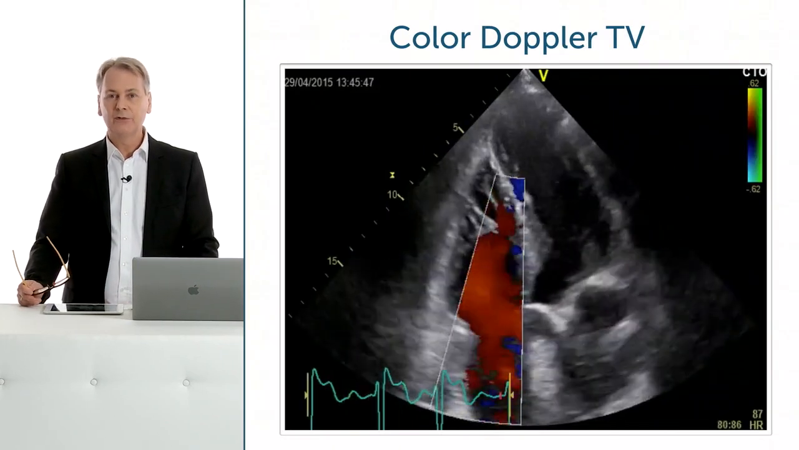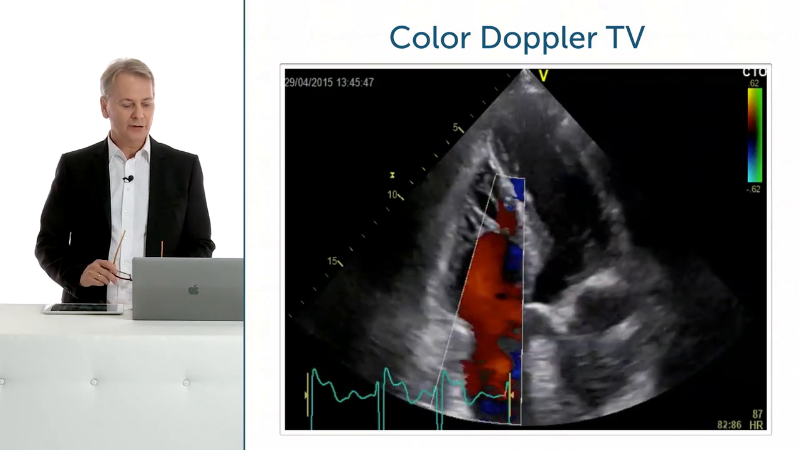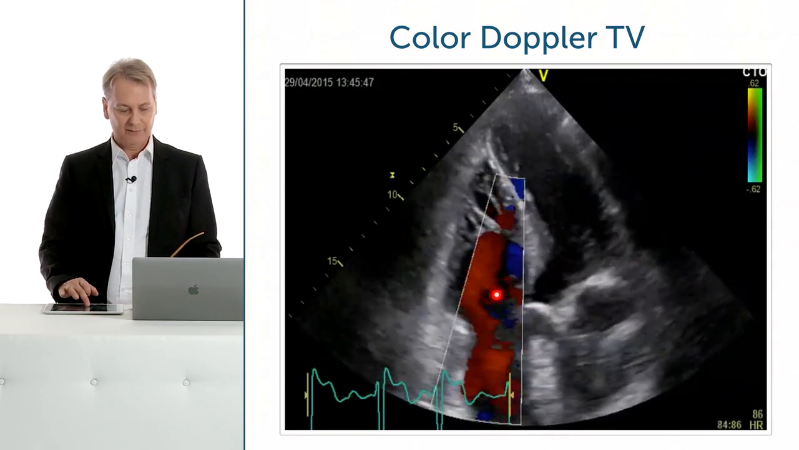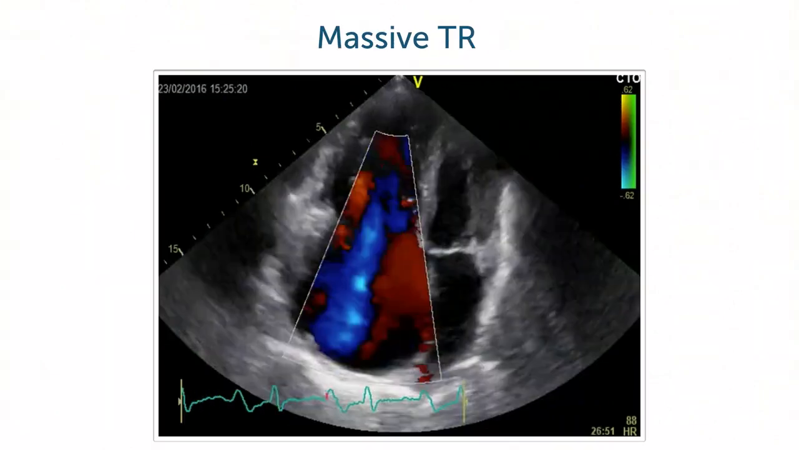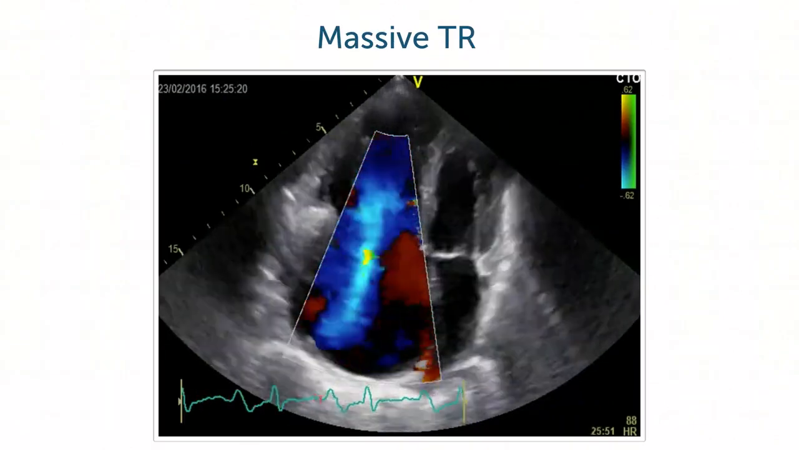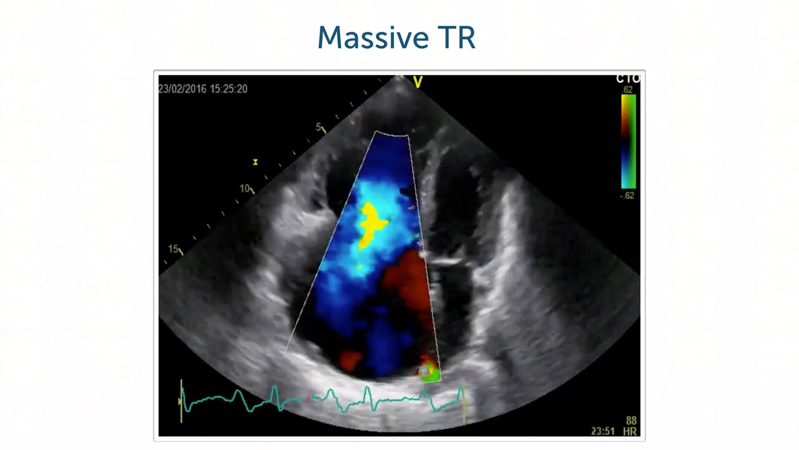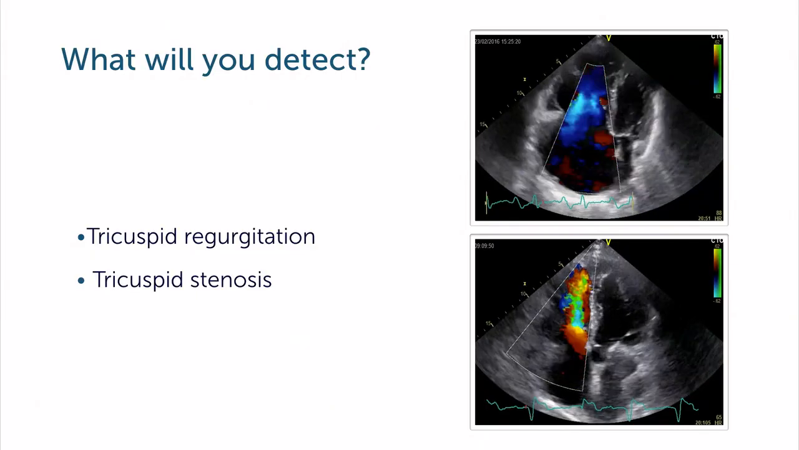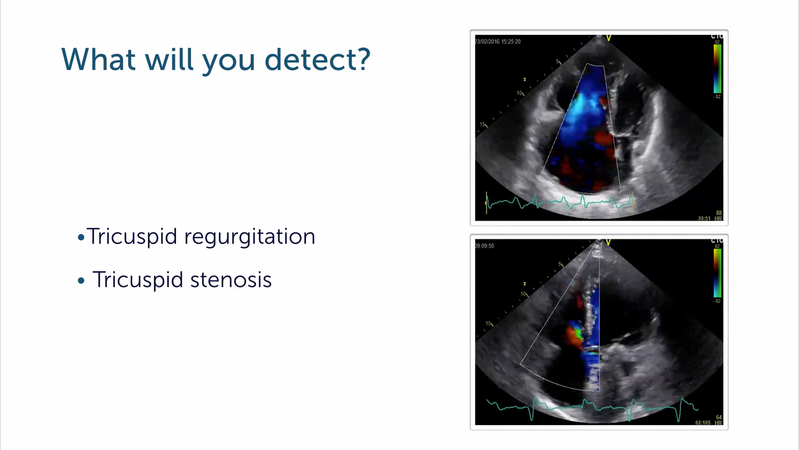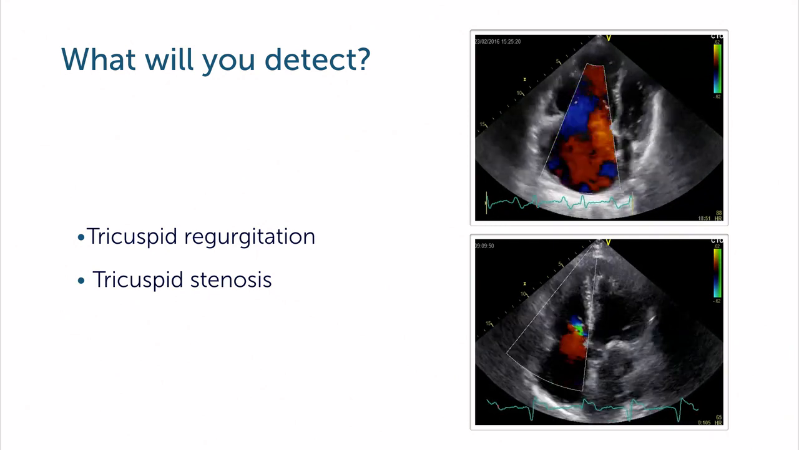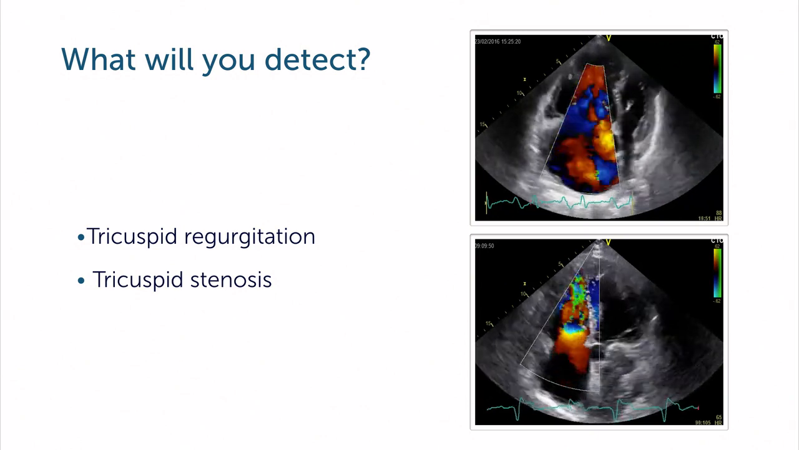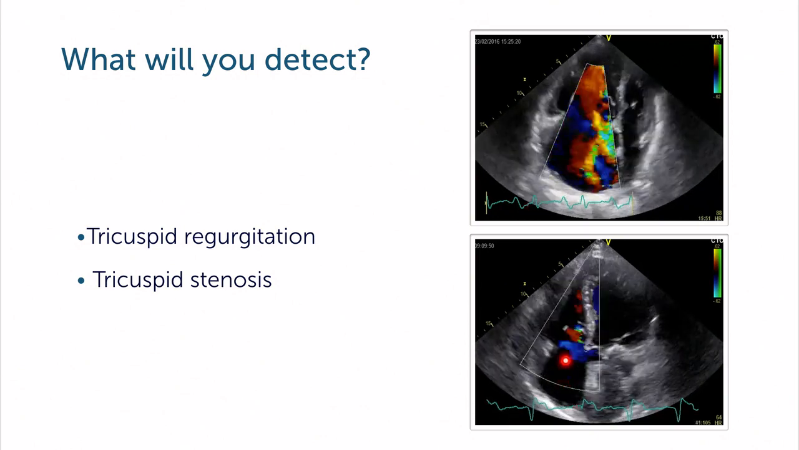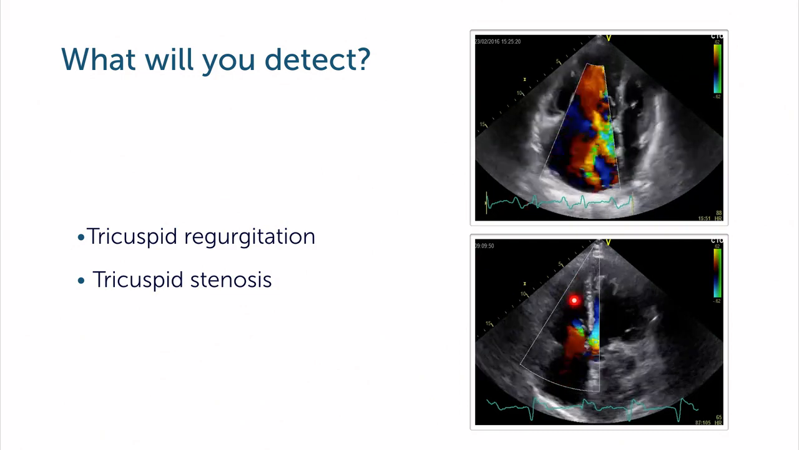Again, in the 4-chamber view, we're going to place the color Doppler sample box right across the tricuspid valve and look for tricuspid regurgitation. This is an example of a patient who has massive tricuspid regurgitation. But we don't only look at tricuspid regurgitation, we also look for tricuspid stenosis. If you have turbulent flow, as is nicely visualized here in this image, there would be high suspicion that this is the case.